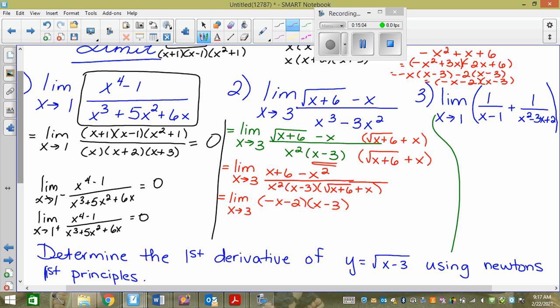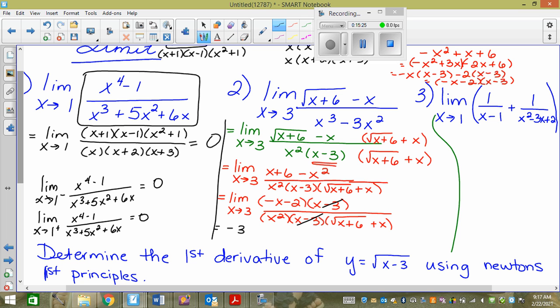And I should start seeing happiness in your eyes, because you should see that the problem is going to cancel off, right? And so I'm left with the limit. I can plug in now. What am I doing? So the limit drops off and I can plug in.